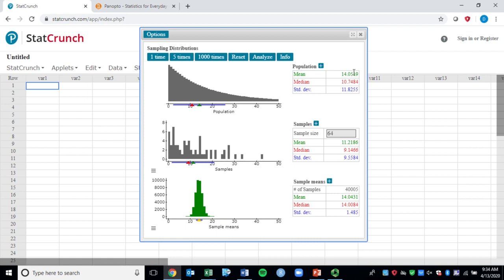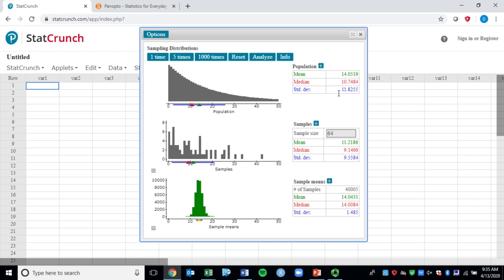Mu was equal to 14.05. Well, mu down here is equal to 14.04. Pretty close. It's getting closer and closer to it. It's awfully close to it right now. So wherever this mean is, this is where this should be centered. And it is.